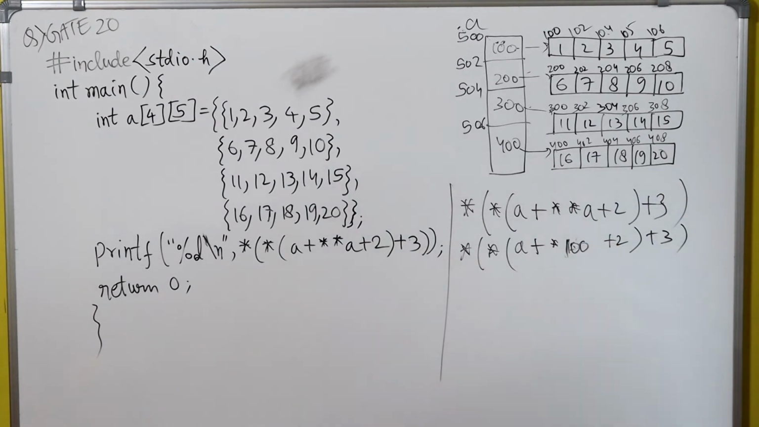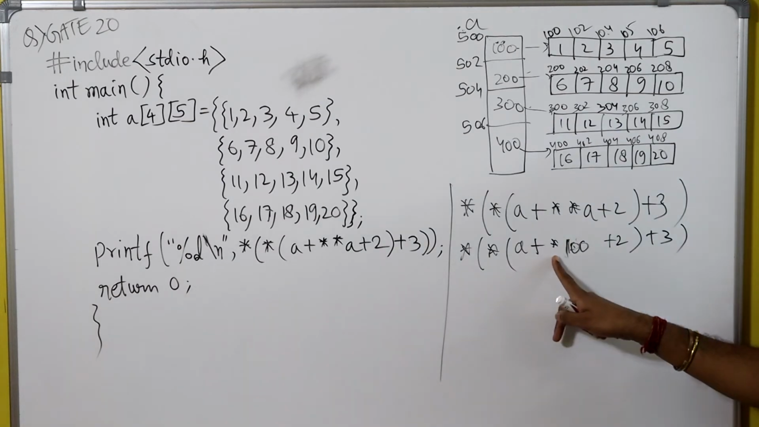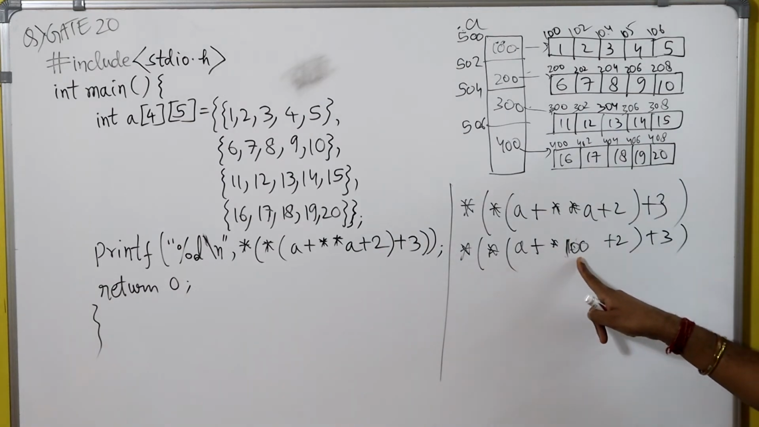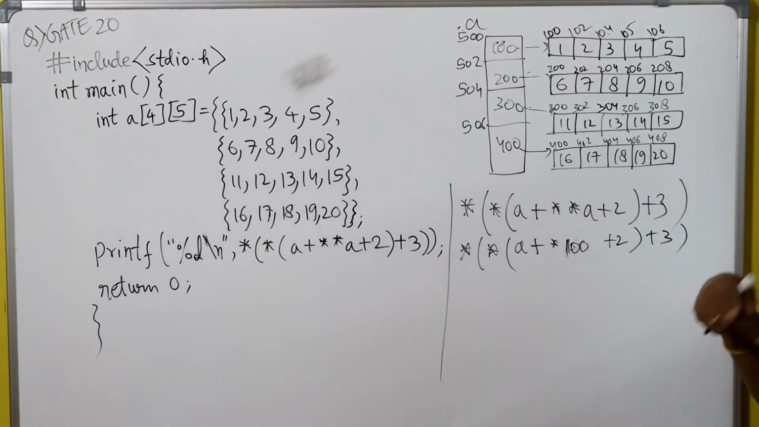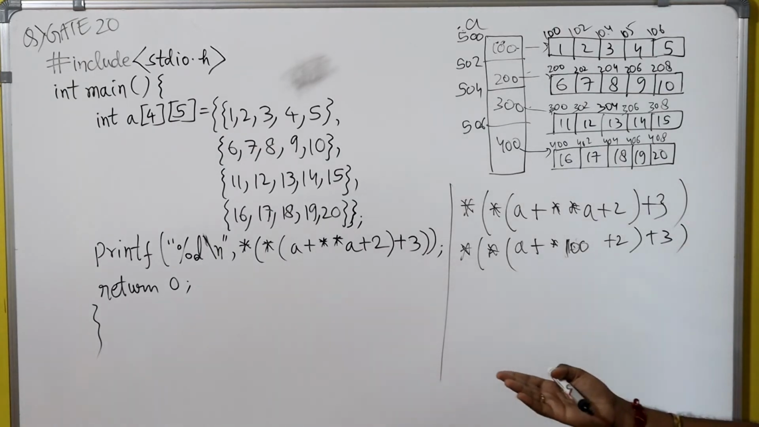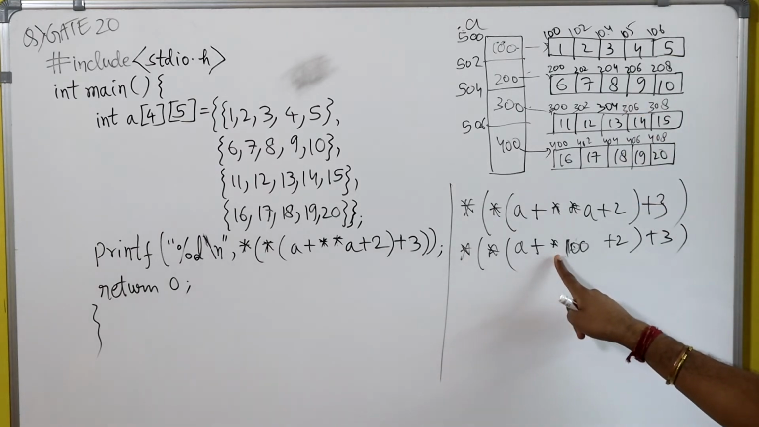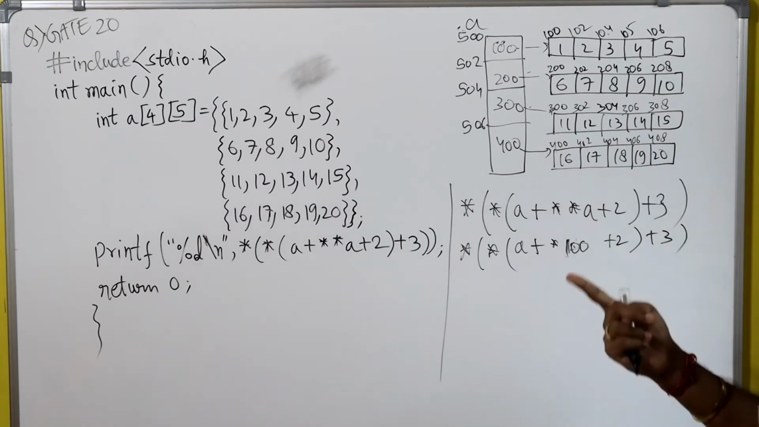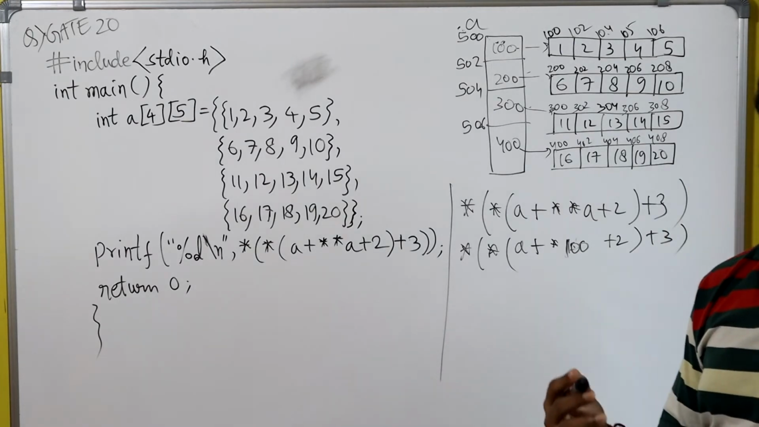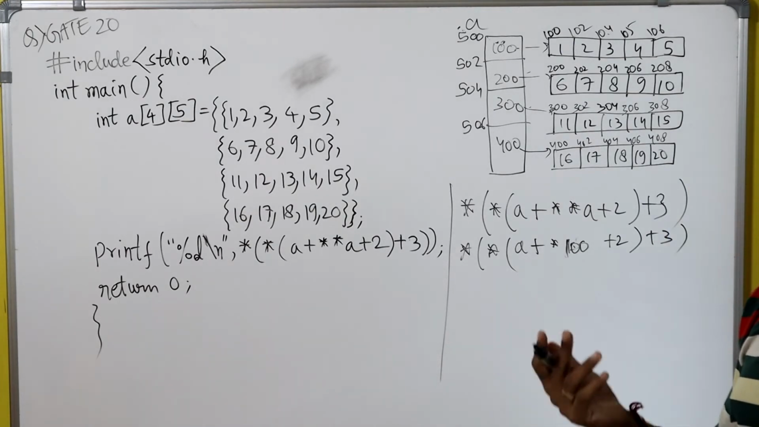Fine. After that, you can see here what's written. Star of 100. So now don't solve this part or this part. First solve the star part, because star has higher precedence than the plus operator. So what's left here? Star of 100. So what is star of 100? Star of 100 means the value at the address 100.